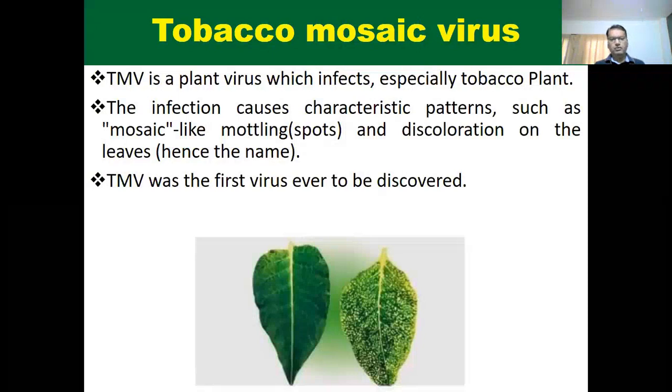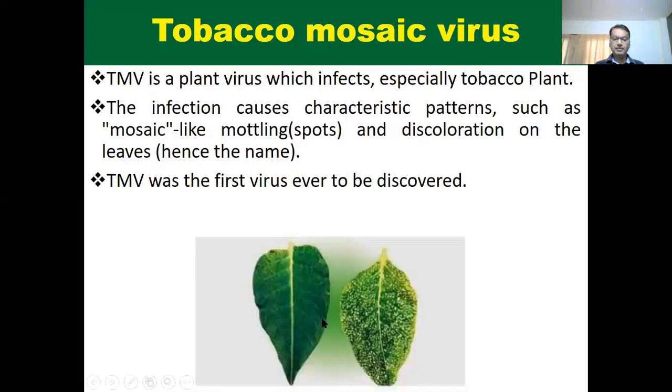The infection of TMV virus causes characteristic patterns such as mosaic-like spots or mottling and discoloration on the leaves. Hence the name mosaic disease is given to this. The TMV was the first virus ever to be discovered in the field of plant virology. So friends, the mosaic pattern that we are talking about.